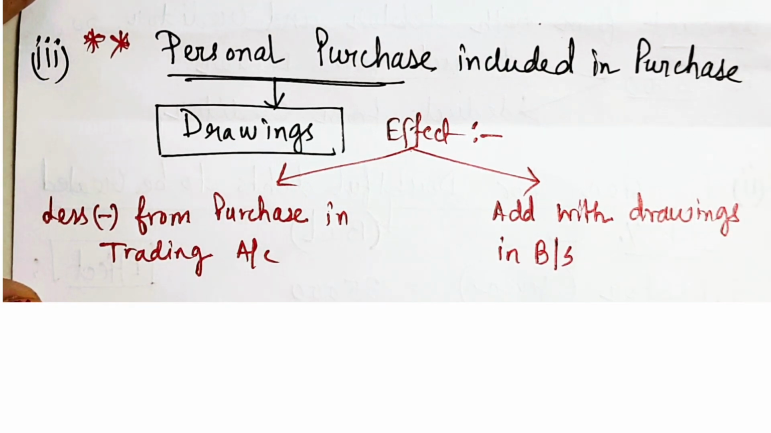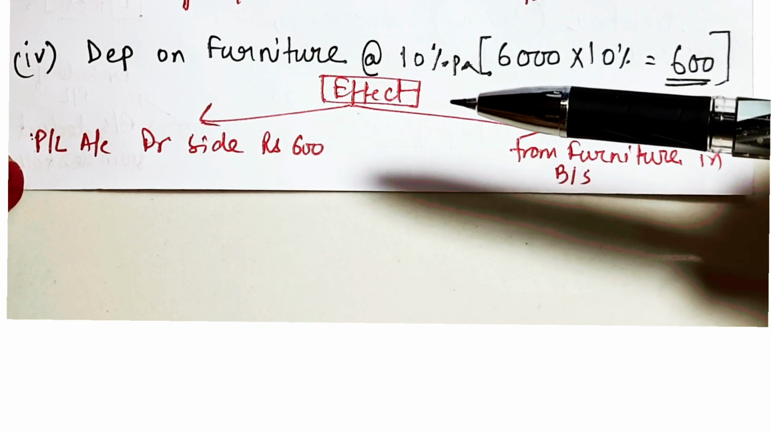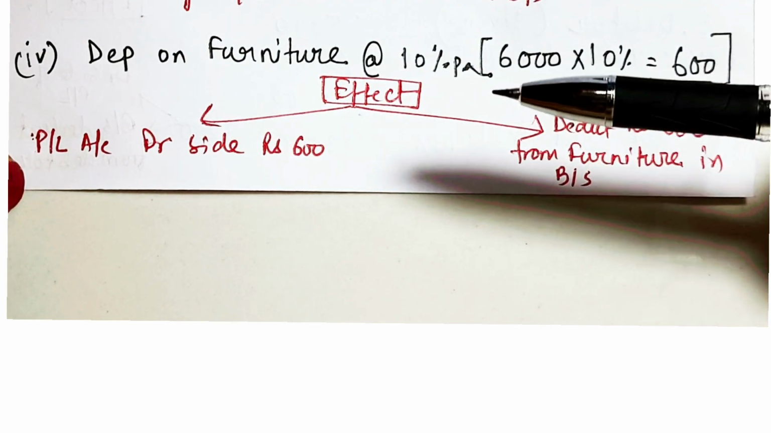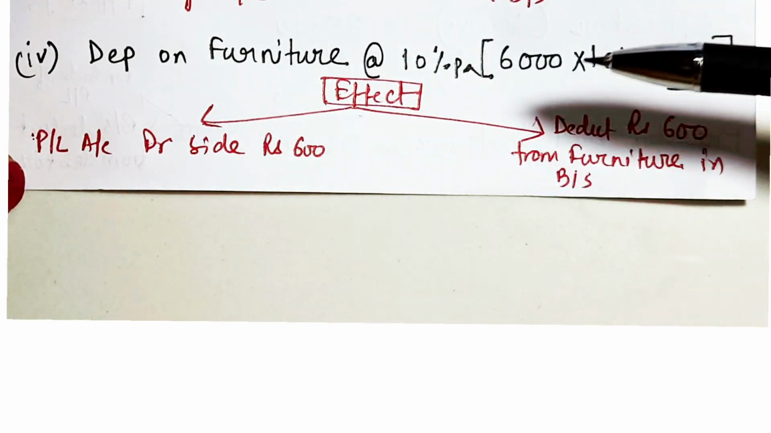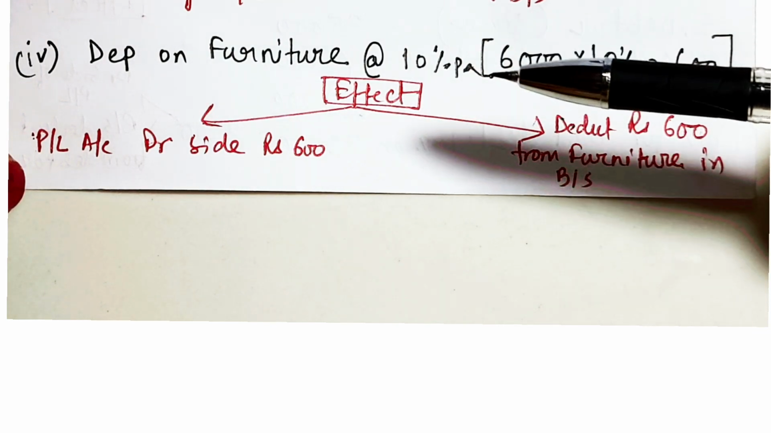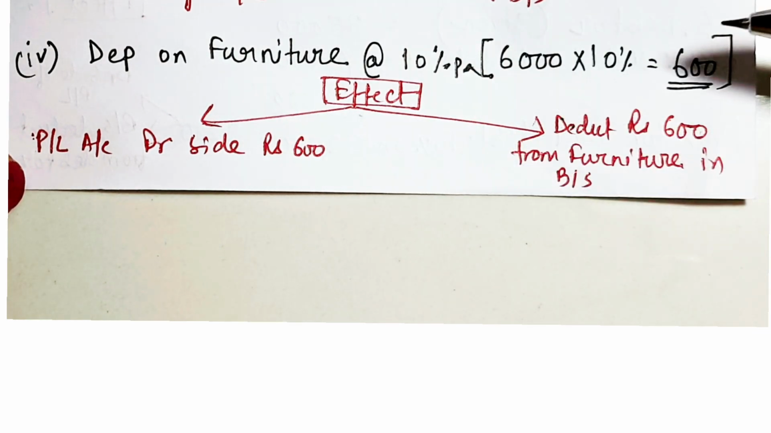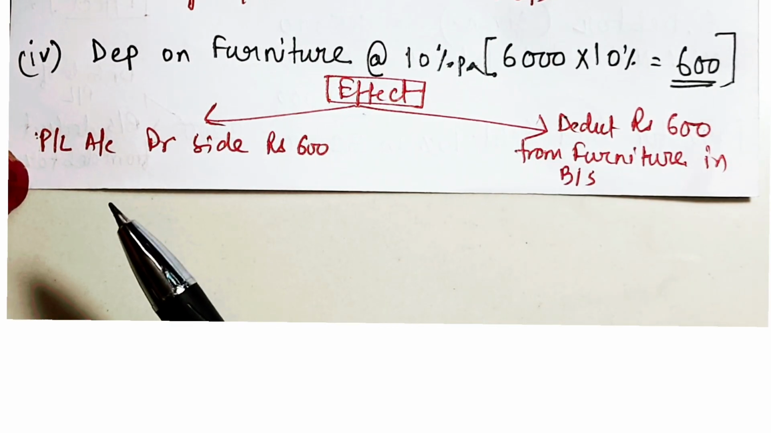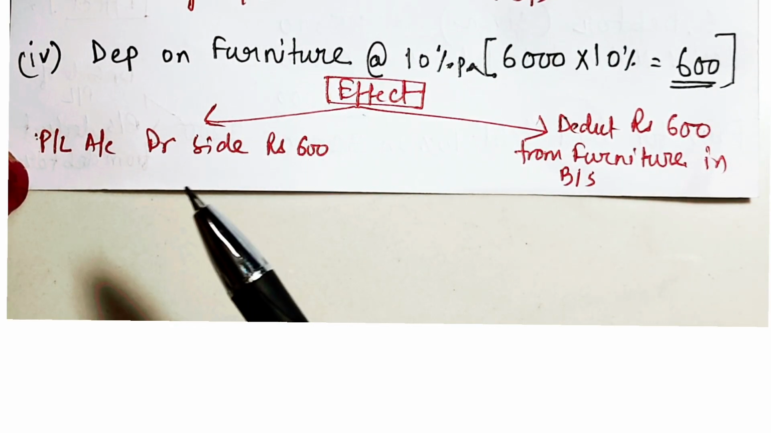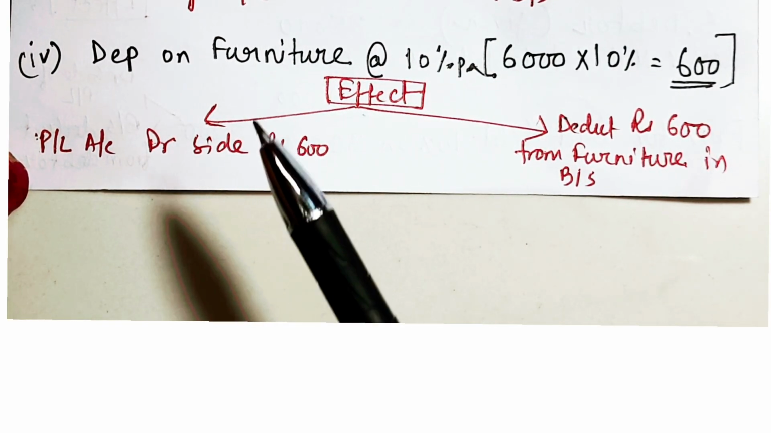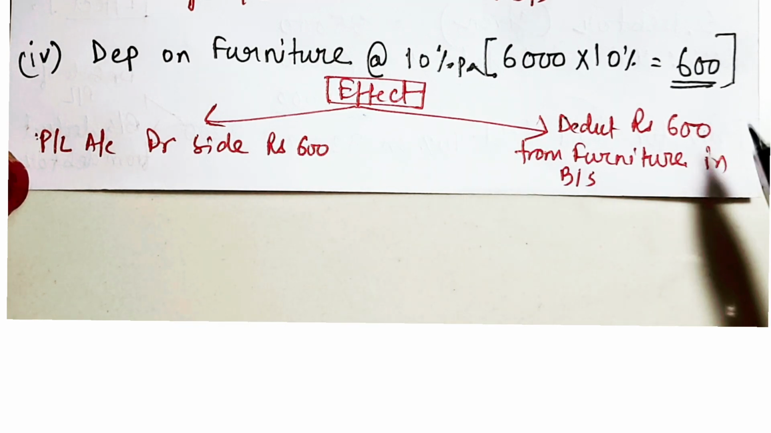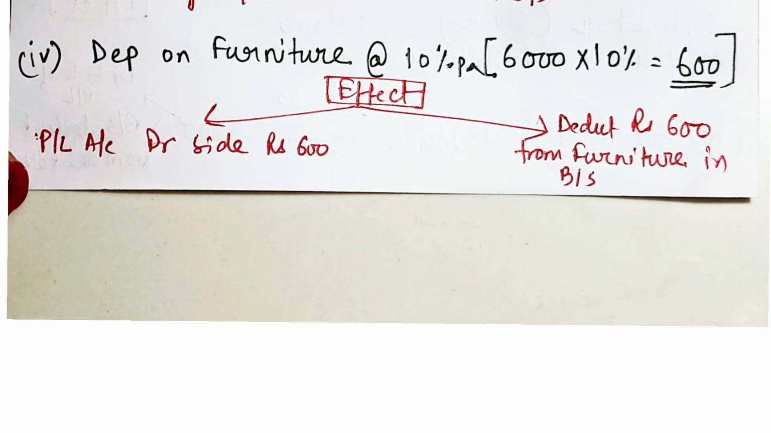The fourth adjustment is regarding depreciation. So we have asked to provide depreciation on furniture at the rate of 10% per annum. Furniture का वैल्यू कितना है 6000 and इस पे we have to charge 10% depreciation per annum, that stands at 600. So what would be the effect? The effect would be PL account में debit side में हम 600 depreciation show करेंगे for furniture and we will go to the balance sheet and asset side में furniture से हम depreciation 600 minus करके दिखाएंगे. So we will deduct 600 from furniture in balance sheet.